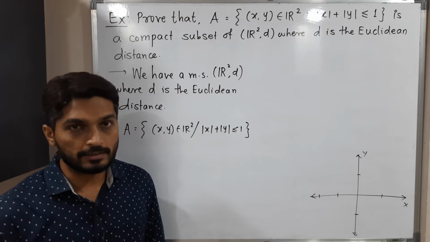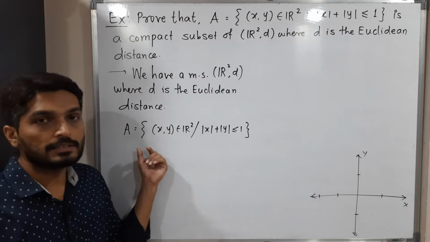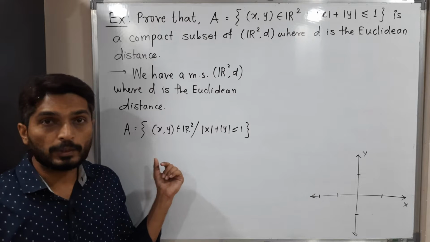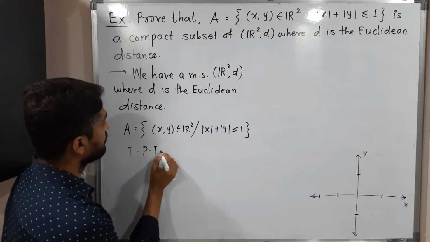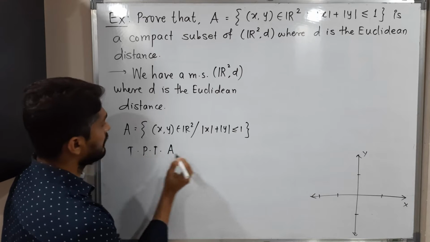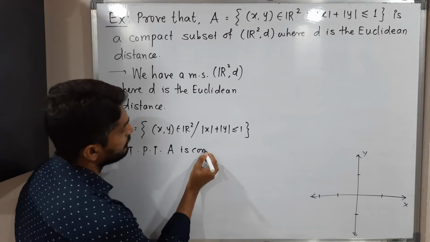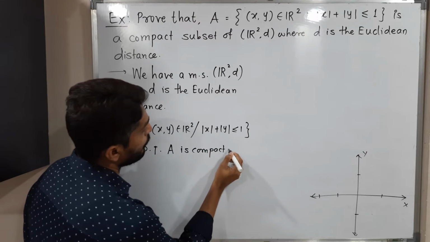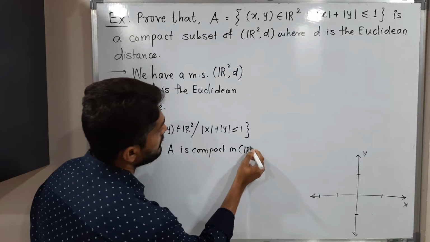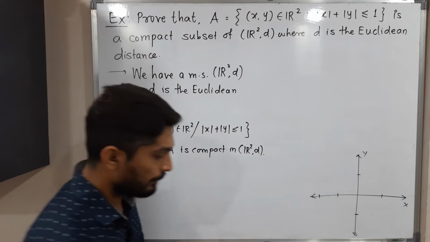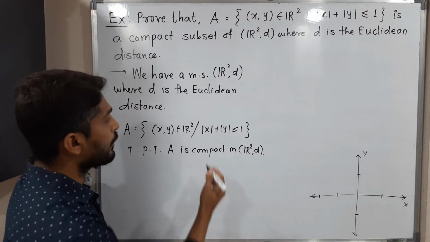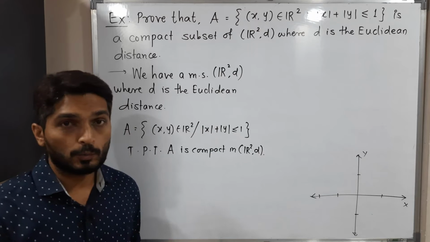d is the Euclidean distance, and the second piece of information is this set. We have to prove that it is compact. So let me mention here, to prove that A is compact, we have to prove that it is compact in this metric space (R², d). Let us discuss what this set is. Here we have |x| + |y| ≤ 1.